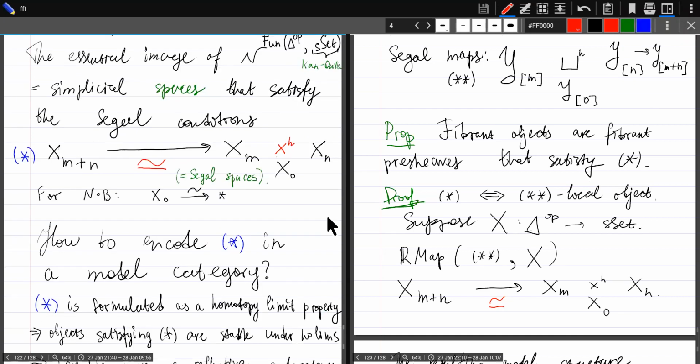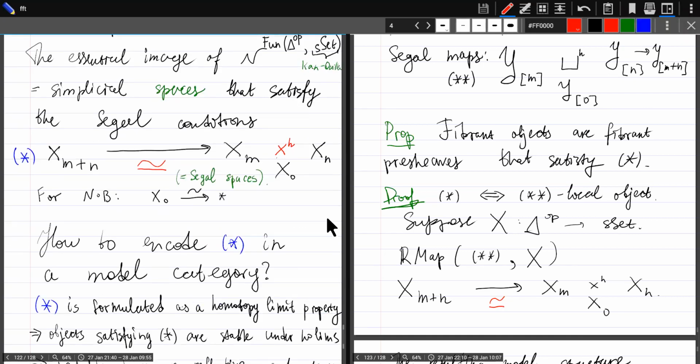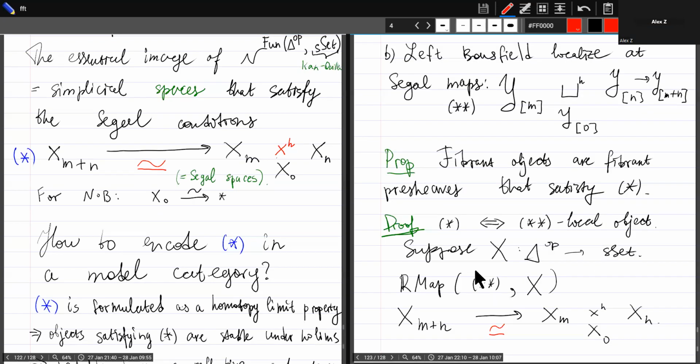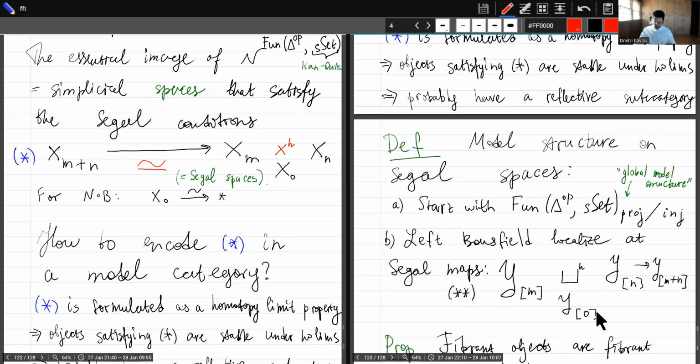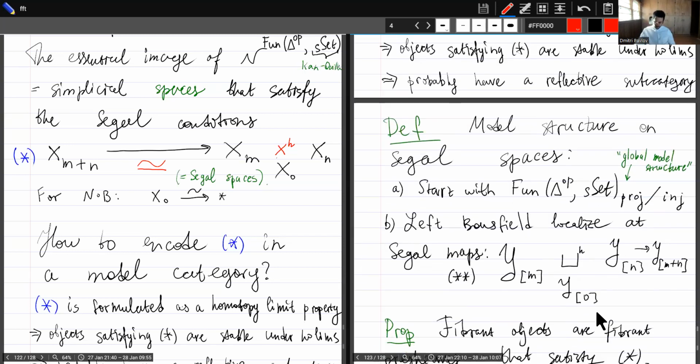Sorry, maybe a stupid question. Doesn't the derived mapping space send a homotopy pushout to a homotopy pullback? Yes, it becomes a homotopy pullback. But then again, the Yoneda lemma only holds for the non-derived functor, depending on the model structure, right? Because we have to replace the Yoneda embedding. Maybe I should phrase this at some point as a more precise statement.